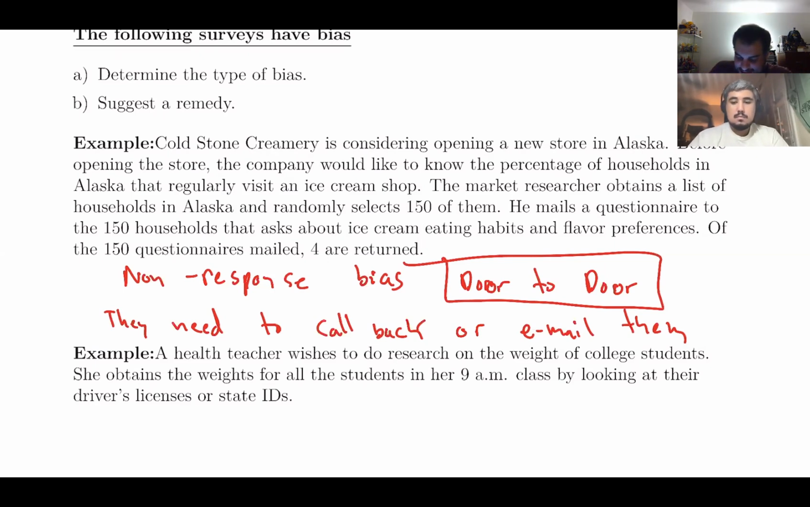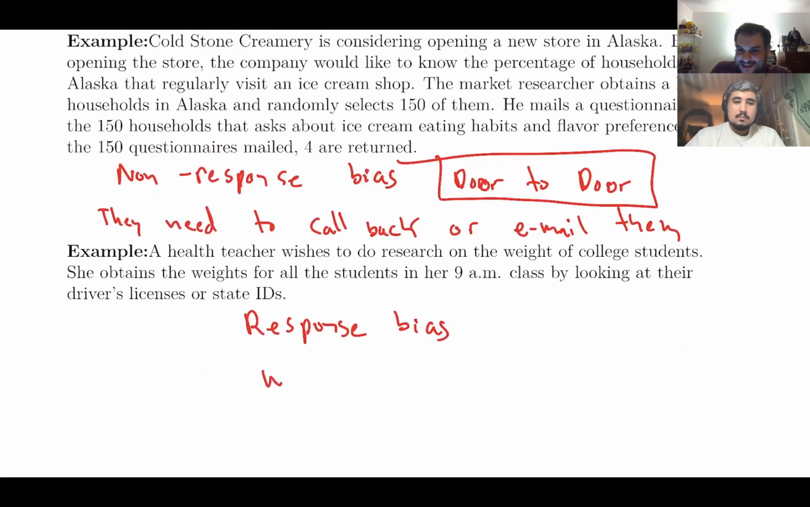Cool. So yeah, you're most likely going to get response bias, because most likely those driver licenses or state IDs, if they were accurate at one point in time, maybe they're not accurate anymore. Sometimes it's 10 years later and they still haven't updated their weight. So it would definitely be a response bias. So how can we fix this? Like how can we make sure that we get this? Yeah, so perfect. So we weigh the students.